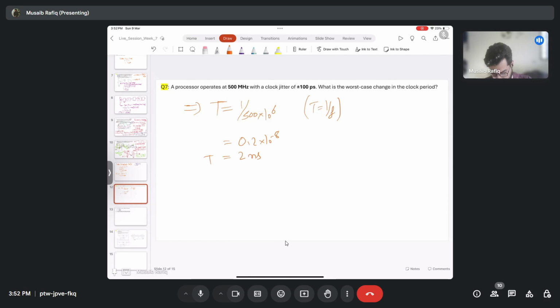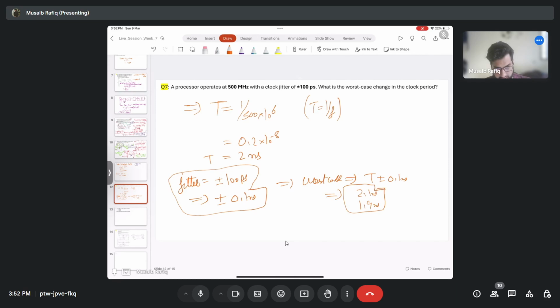And how much is the jitter? Jitter is plus minus 100 picoseconds. So the worst case jitter that we can experience is plus minus 0.1 nanoseconds, right? So the worst case time period will be simply T plus minus 0.1 nanoseconds. That is equal to either 2.1 nanoseconds or 1.9 nanoseconds. Right? Got it?